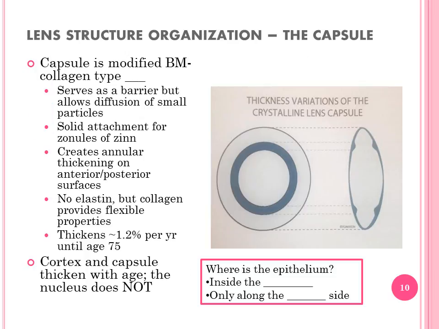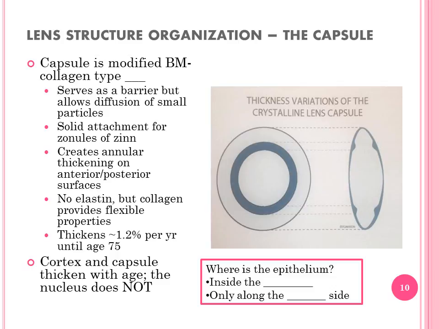Okay, so now we're going to talk about how the lens structure is organized. We already talked about it a little bit, but first we're going to start by going over the capsule. So the capsule is the outer portion, kind of holds the lens together.